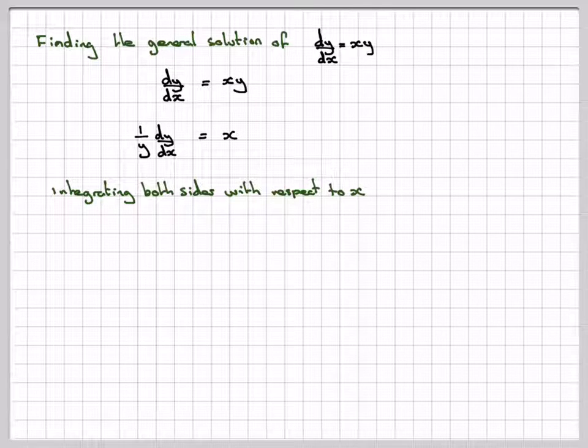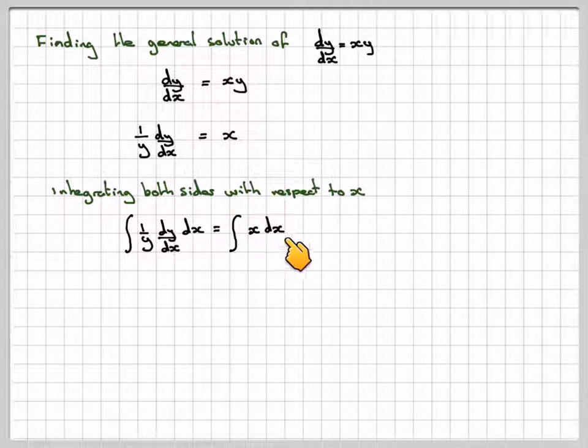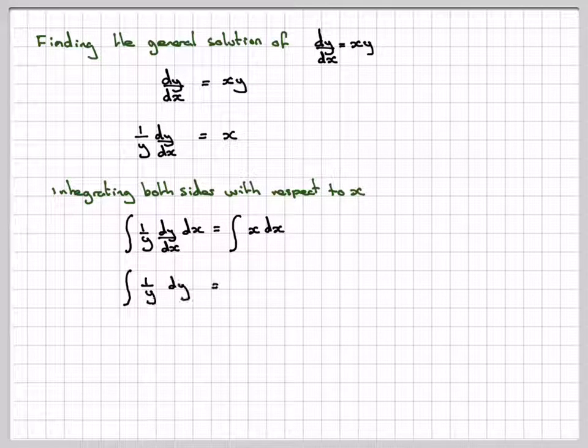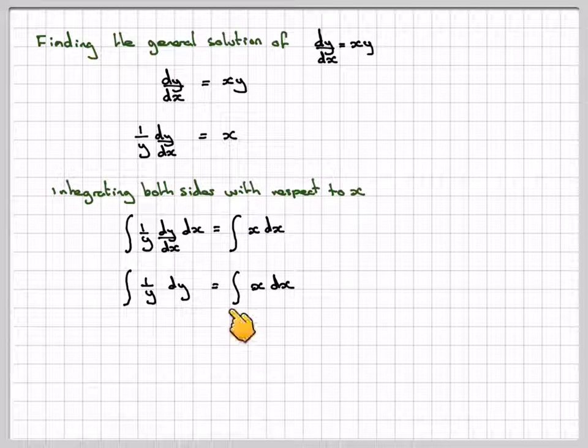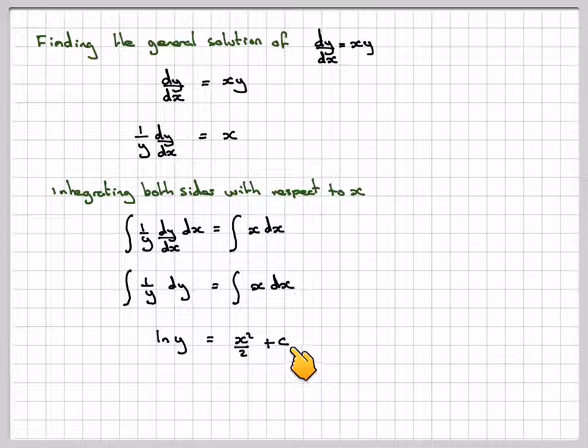So integrating this side with respect to x, we get the integral of 1 over y dy by dx dx is equal to the integral of x dx. Now normally this step might be missed out. So here we can see we're going to end up with the integral of 1 over y dy is equal to the integral of x dx. The integral of 1 over y is going to be ln of y, and the integral of x is x squared over 2, but we have to introduce a constant of integration, plus c.